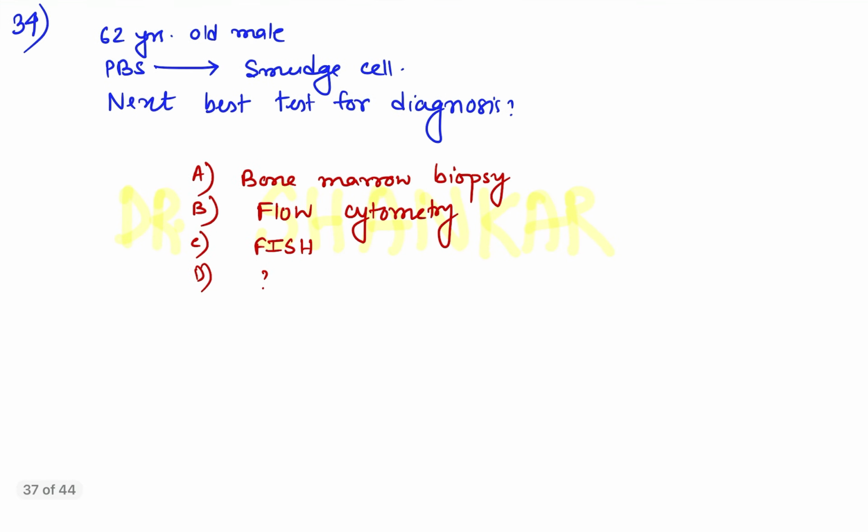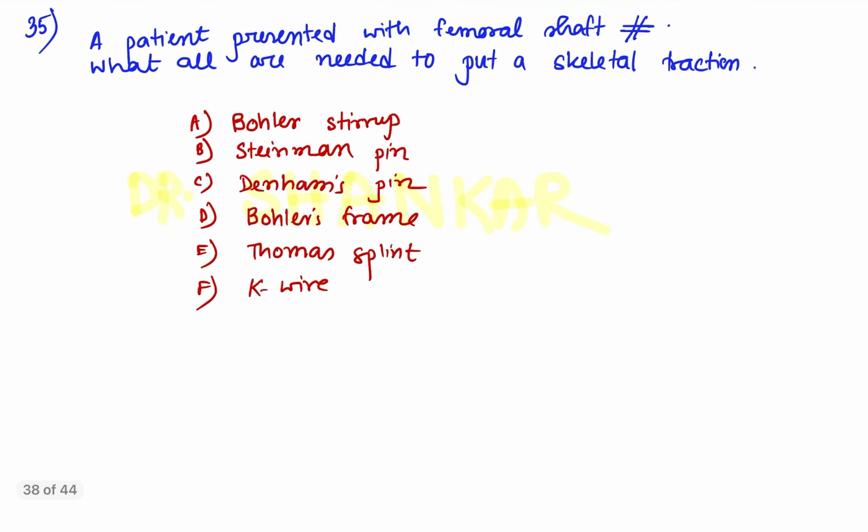Coming to question number 34, a 62 year old male, peripheral blood smear is showing smudge cell. This was the clinical clincher in this clinical scenario based question. This is suggestive of CLL, chronic lymphocytic leukemia. And the question asked was, what is the next best step for diagnosis? In this case, the best step will be flow cytometry. Following peripheral blood smear, after identification of smudge cell, it is indicative of CLL, and the next best test for diagnosis is flow cytometry.